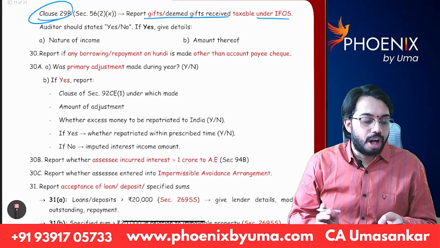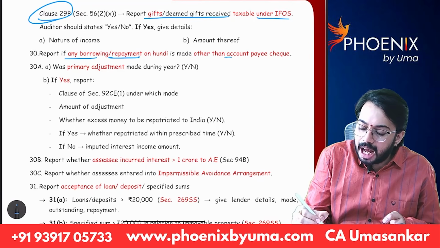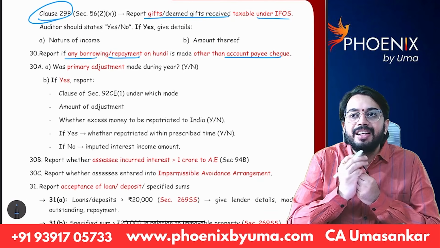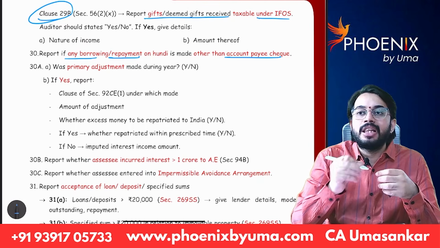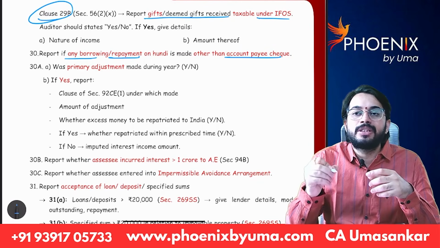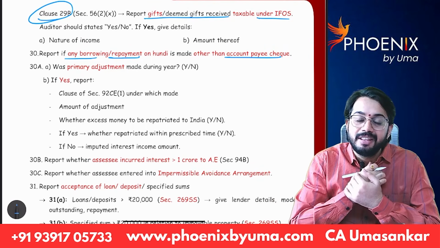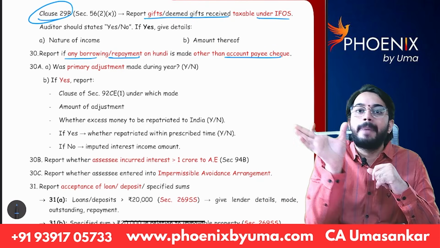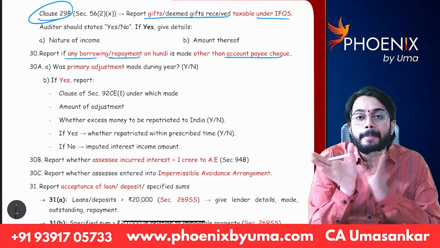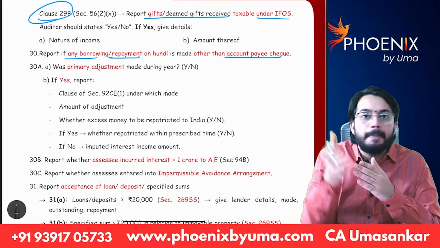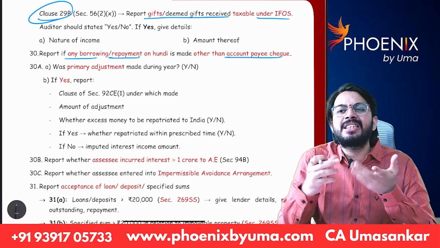Next. Clause 30. Report if any borrowing or repayment on hundi is made other than account payee cheque. Hundi means like an unauthorized promissory note. Let's say I took one paper. On that paper I have written I will pay 2 crore rupees to Mr. Preetham after 2 months. I gave that paper. Income tax department has done a raid. In Preetham's house they found the paper on which I have signed I will give 2 crore rupees to Preetham. Whatever paper which is not a promissory note, a plain paper on which I have written I will pay 2 crore rupees, that we can call as hundi. So hundi means it is an unauthorized note.